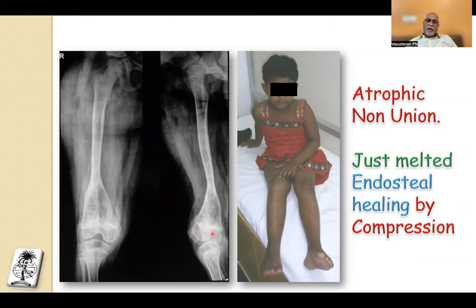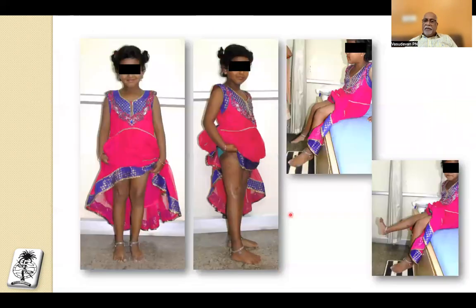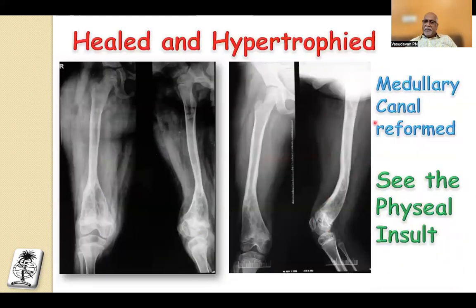But the epiphysis already got damaged. You can see the epiphysis creating trouble. So this is a later X-ray. It has gone well. She got a good range of knee movements like this. She can bend it. This is how she was walking. But definitely she needs some procedure later.